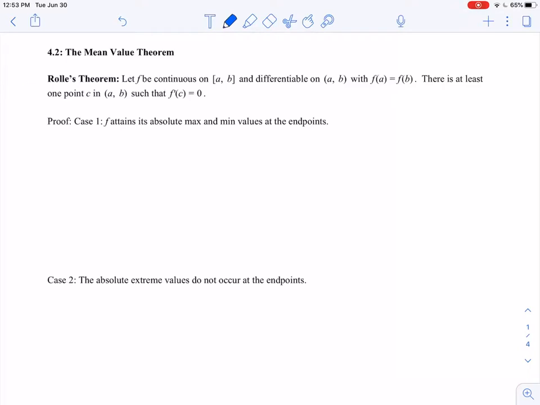It says, let f be continuous on the closed interval a to b and differentiable on the open interval a, b with f of a equals f of b. Then there is at least one point c in the open interval a, b such that f prime of c is equal to 0. Remember, this really means we have a horizontal tangent line. So there's at least one x value where I have a horizontal tangent line.